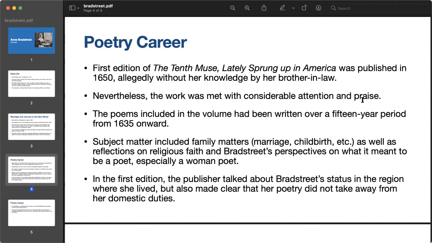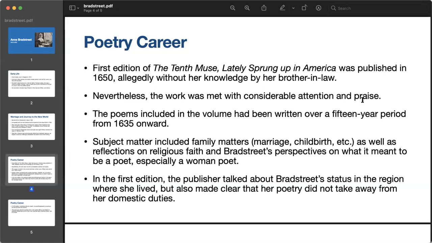There were numerous reasons for this. There were obstacles to a woman publishing her work. Even at the time, her brother-in-law had to sort of defend the work really on two fronts. There were those who would argue that, well, this couldn't be the work of a woman, so she must be plagiarizing, or this must be the work of a man.